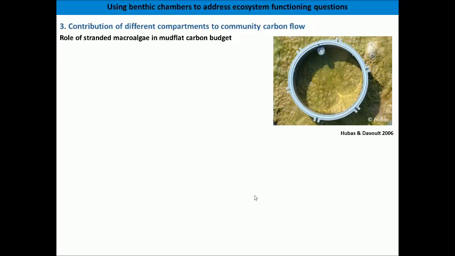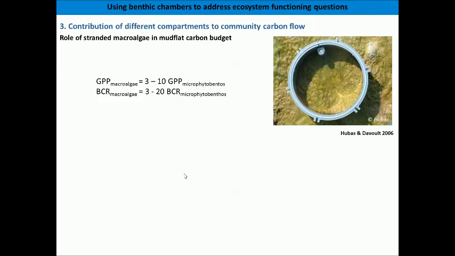In estuaries, where you have important developments of macroalgal strands, you might be interested in understanding how these macroalgae contribute to your flat carbon budget. This was done by these authors by performing measurements with and without the macroalgae, which showed that these macroalgae can be responsible for 3 to 10 times the gross primary productivity of the microphytobenthos and 3 to 20 times the benthic community respiration of the microphytobenthos.